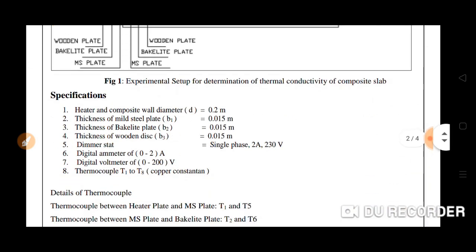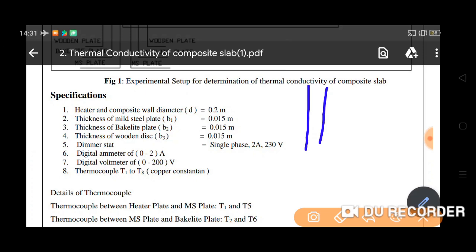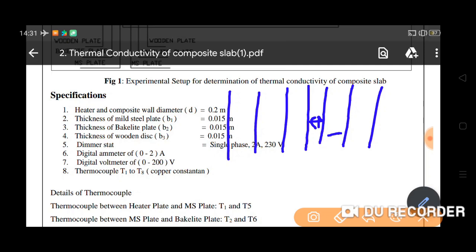Now the specifications. The heater and composite wall diameter is 0.2 meter. Thickness of mild steel plate is 0.015 meter. Thickness of bakelite plate is 0.015 meter. Thickness of wooden disc is 0.015 meter. The thickness is nothing but this thickness. The diameter given is the cross-sectional area diameter, 0.2 meter. Thickness is the same throughout, 0.015.